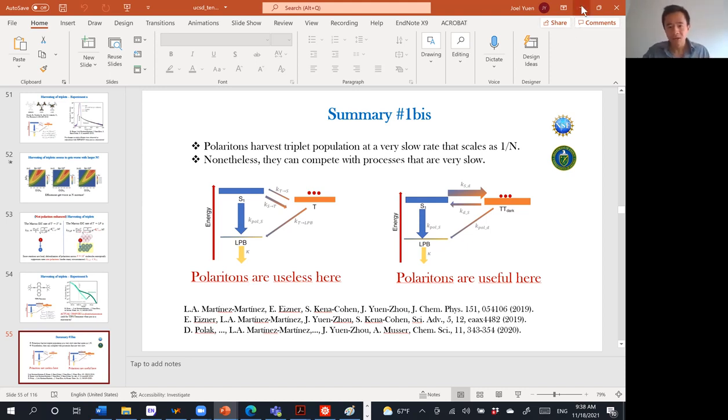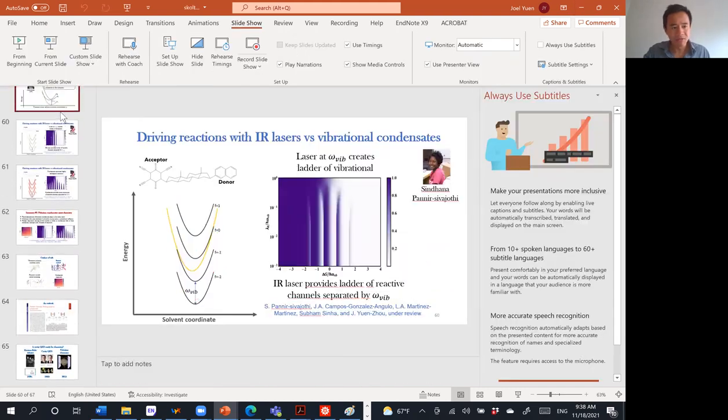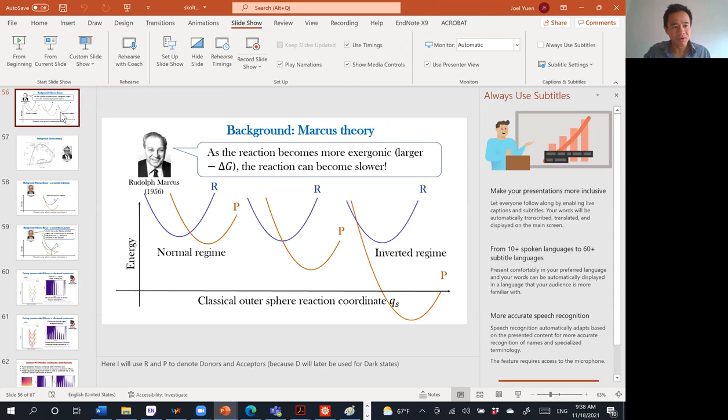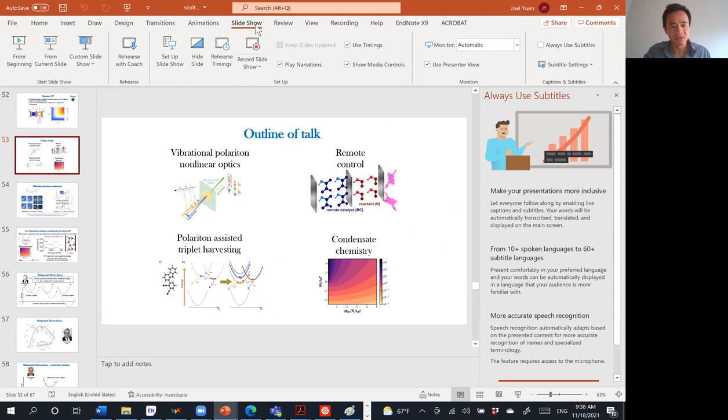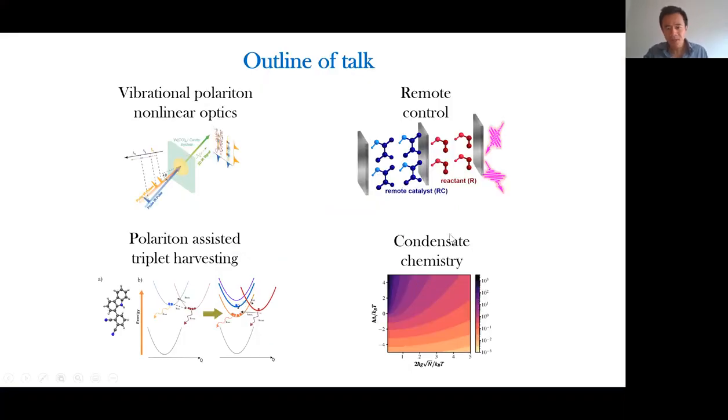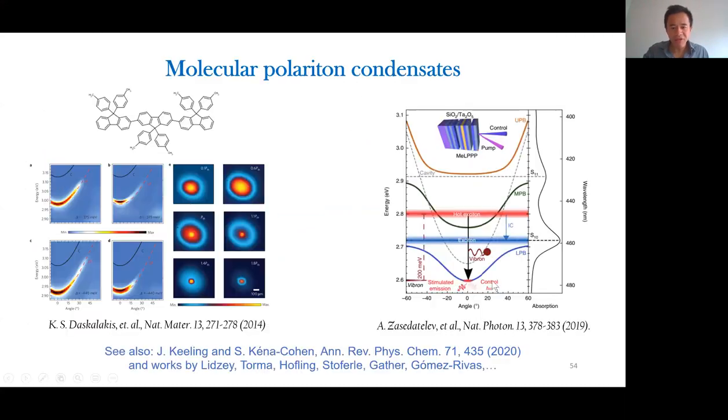Okay, so in the last part of my talk, I will discuss the processes of condensation. Let me just go back to my original presentation. So all of you are interested in condensates, and we saw this paper that we thought was really cool about how you can use stimulated scattering to induce processes that normally don't happen.